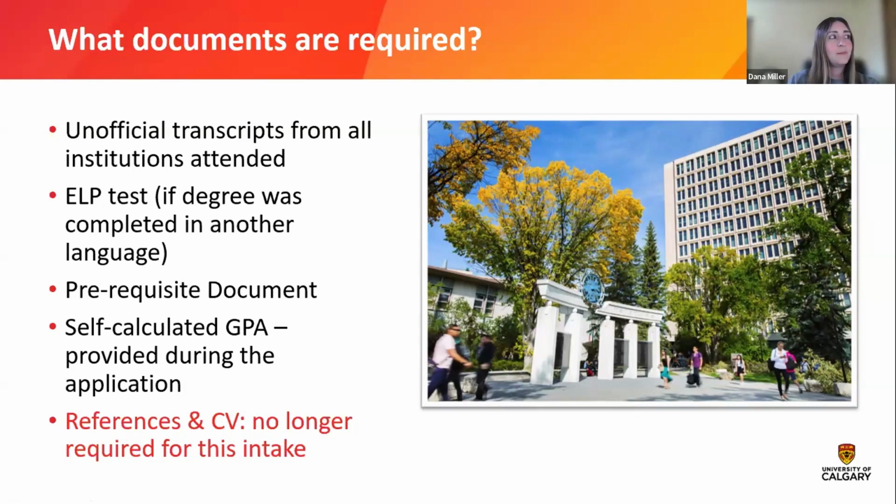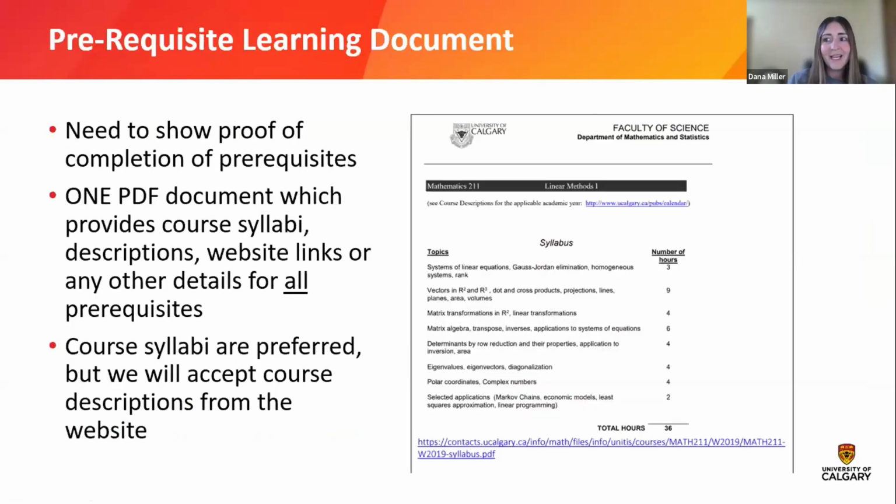Okay, so the prerequisite learning document. This is how you're going to show us that you've met the prerequisite courses for the program that you're applying for. This is very important because students come from a variety of schools, both within Canada and outside of Canada. They have different class topics and numbers. And so this is how you are going to convey the information that your institution uses to us.